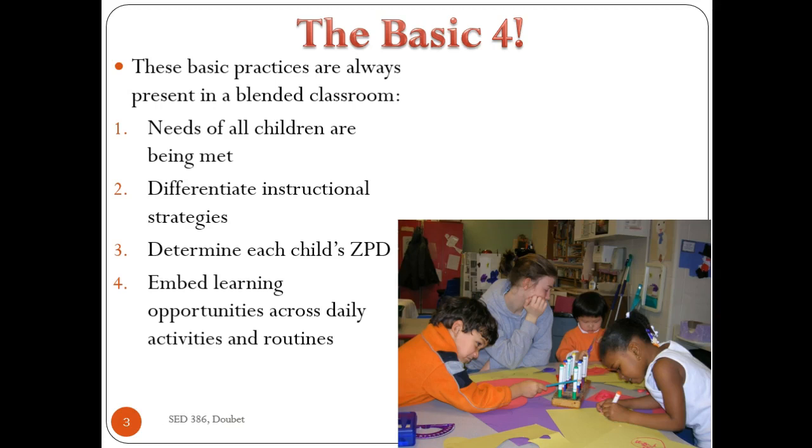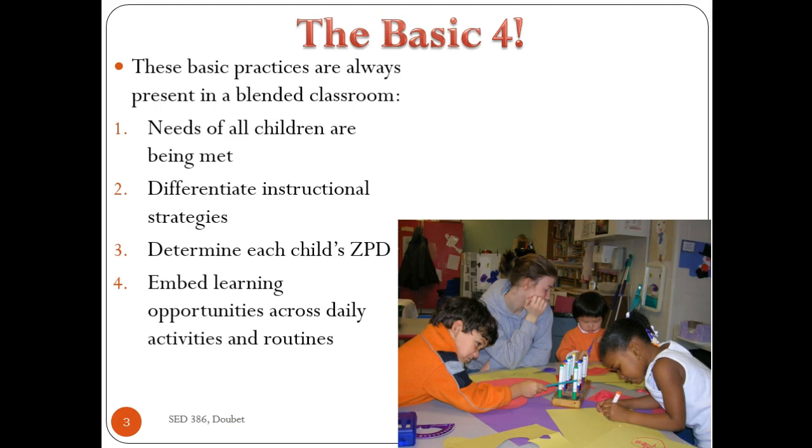So let's go back to what the authors talk about with the basic 4. We want to make sure that all children's needs are being met. So in this type of an inclusive setting, which is blended, we're paying attention to all of our learners and thinking about their learning development in a very specific individualized way, as well as a large group focus. So are all the children's needs being met? Number 2, we are going to differentiate, be very specific about our instructional strategies per child or per group of children or for the whole class.